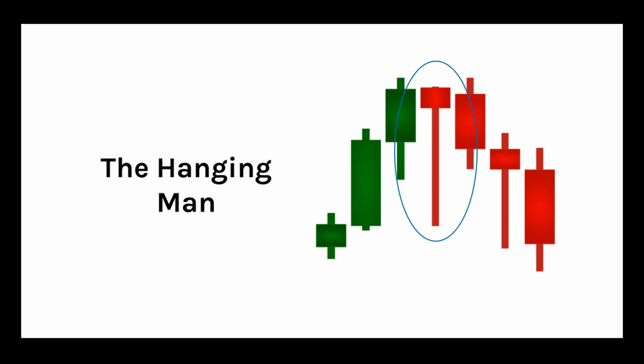Now let's see the bearish candlestick patterns. This is the hanging man. It is the bearish equivalent of a hammer. It usually forms at the end of an uptrend with a small body and a long lower wick. It can be either green or red. These patterns signal the weakness of the uptrend, and traders often associate it as a sell signal.